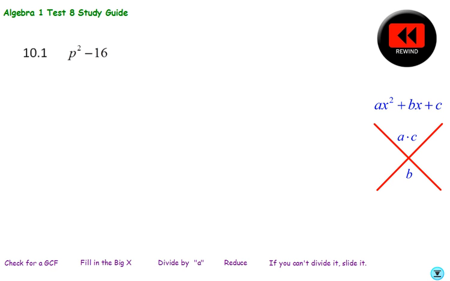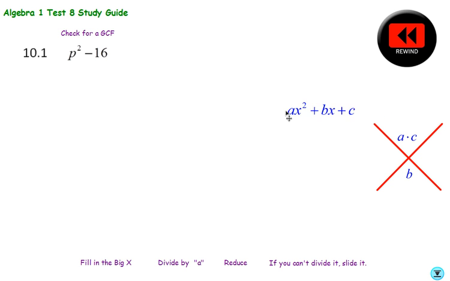Number 10, you survived. Thanks for hanging in there. All right, so in this last one, actually, it's good. We'll finish on a positive note here with something that hopefully should be pretty easy for you. Checking for a GCF. Nope, don't see a GCF. All right, looks good. Trying to figure out what my A, B, and my C are.